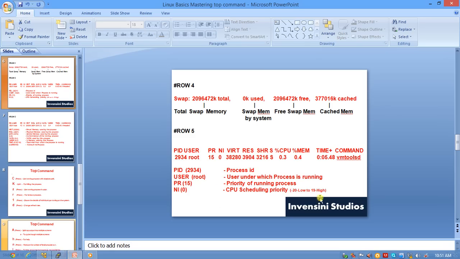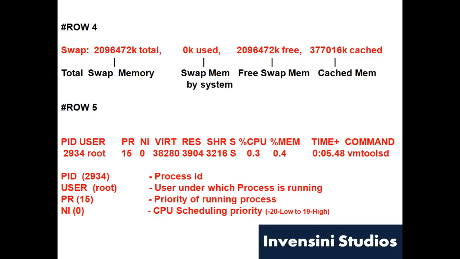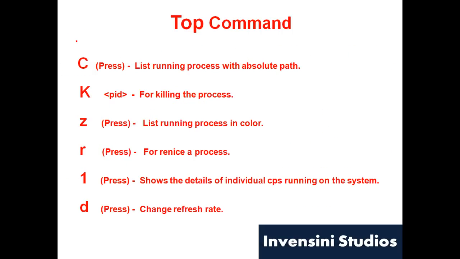So let's go back to the PPT; we have already covered this. Now, some of the things that we can do with top. You can press C to see the complete absolute path of the currently running process. Similarly, you can kill any process by pressing K and passing the process ID. The top output is very black and white, so if you want to make it a little colorful, press Z.